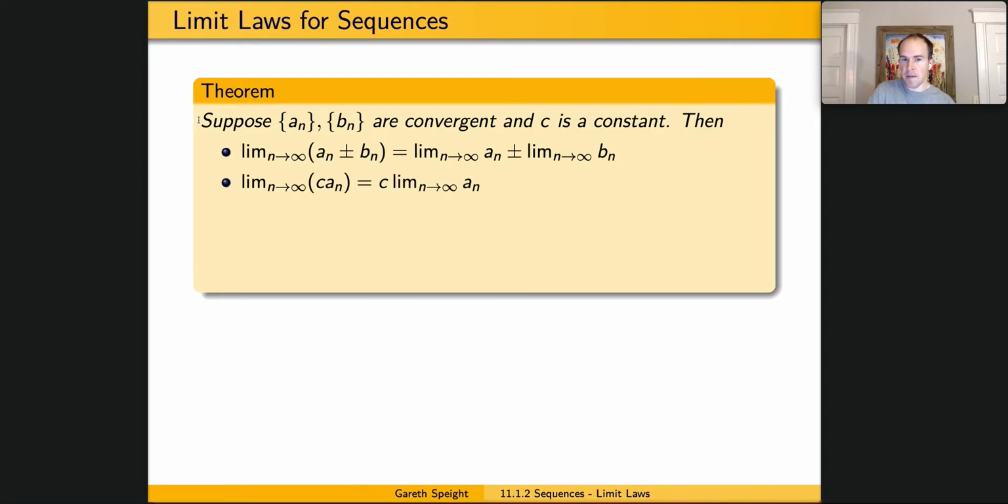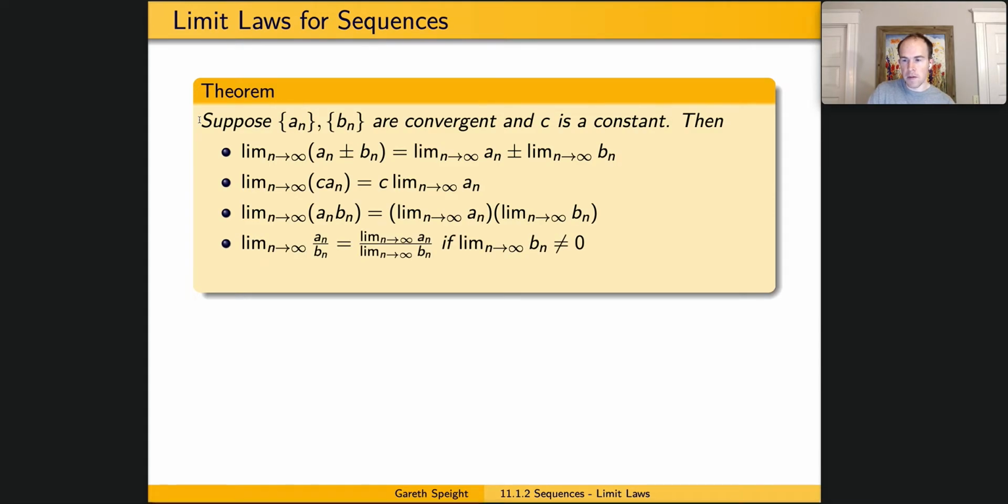The limit of a constant times an is a constant times the limit of an, so we can bring the constant out. The limit of a product is the product of the limits, so we can just take the limit of each term separately in a product. The limit of a quotient, or of a fraction, is the fraction of the limits, so we can do the limit of the top divided by the limit of the bottom, provided the limit of the bottom is non-zero. We want to stay away from dividing by zero.